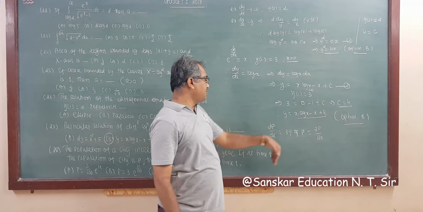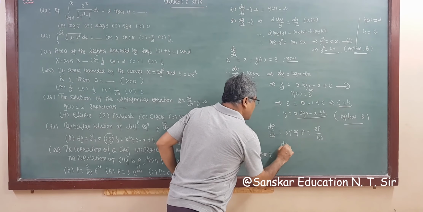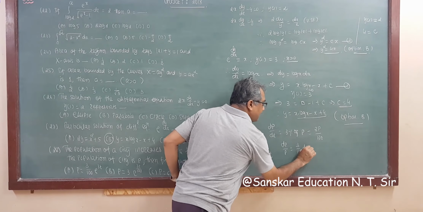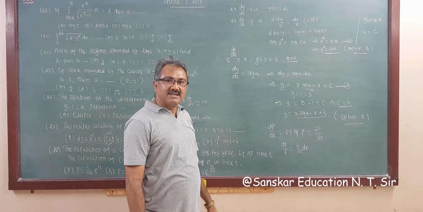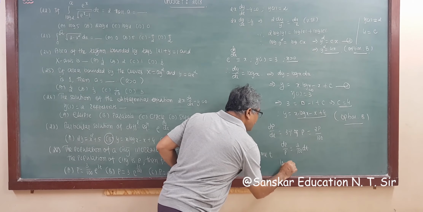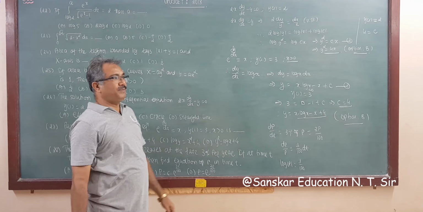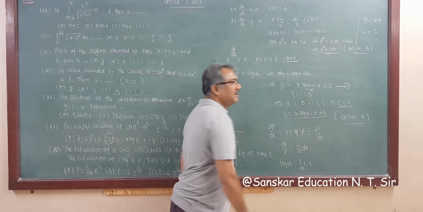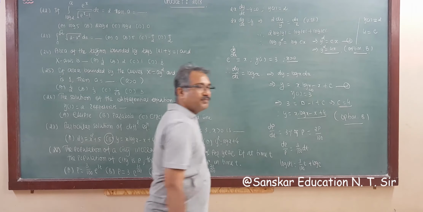So changing this into a variable separable form, dp upon p is equal to 3 by 100 dt. So this is your variable separable form. Integrating this, what we get? Log of mod p is equal to 3 by 100 into t plus, I am putting log c as an arbitrary constant. So plus log c.